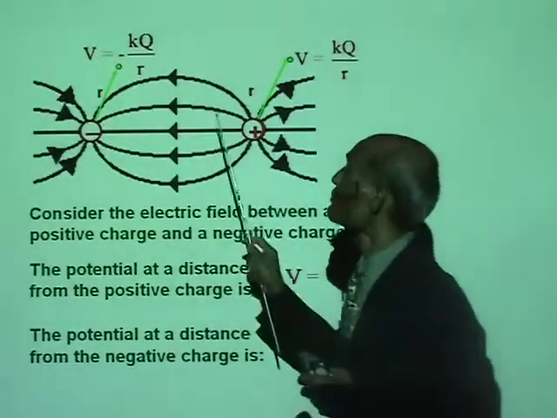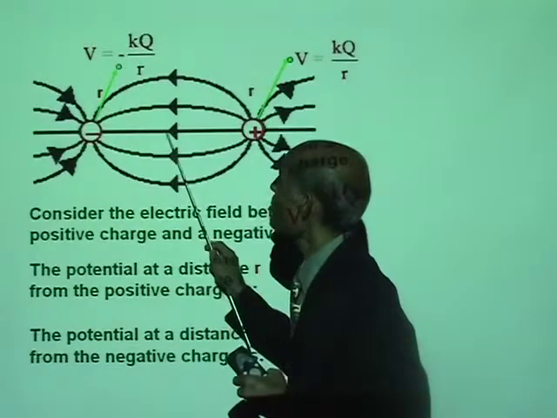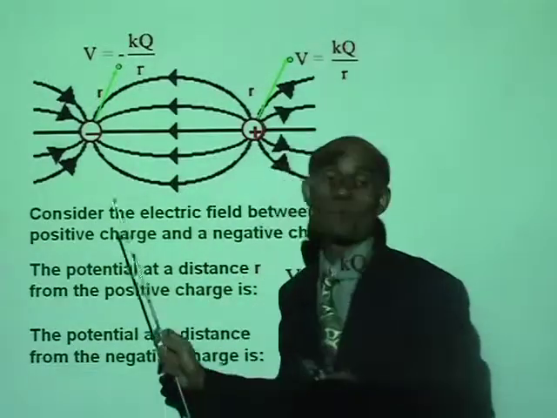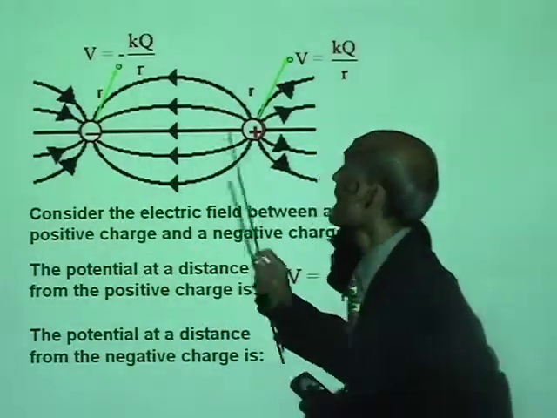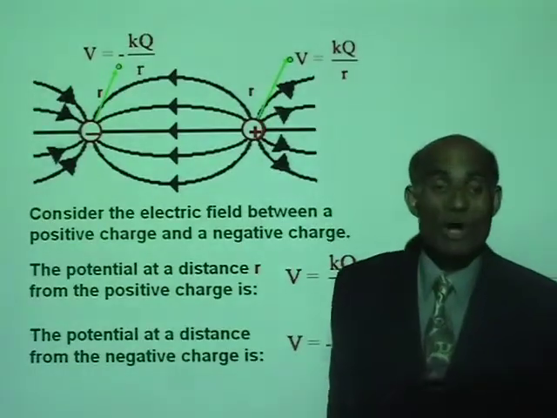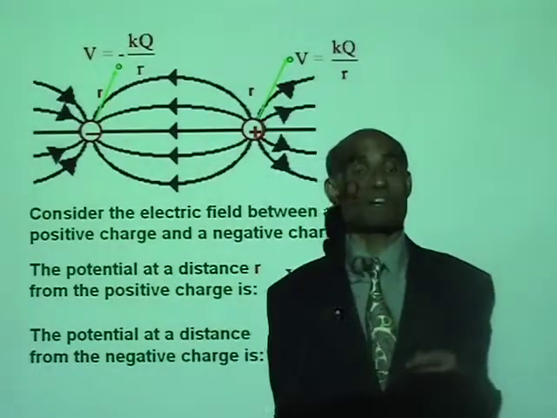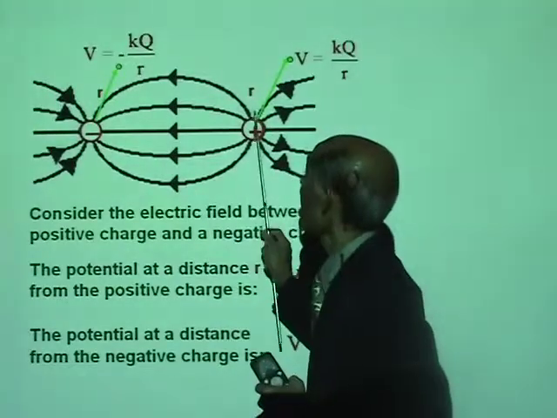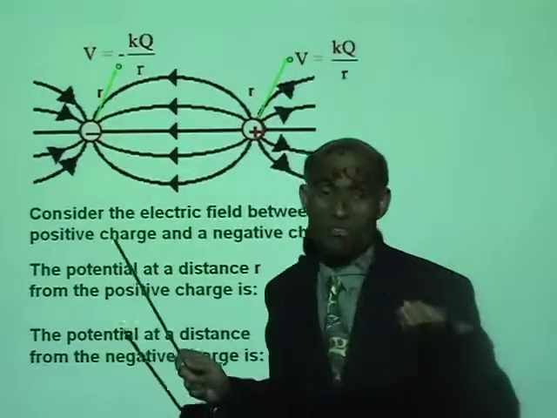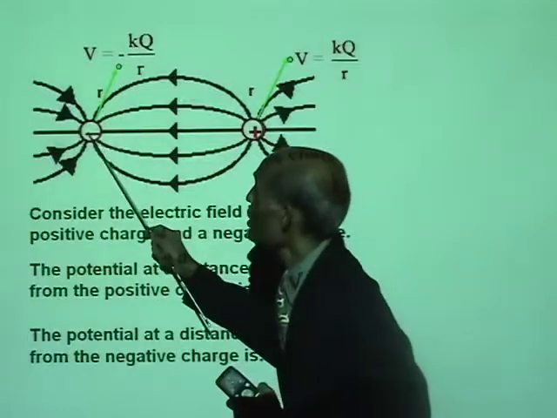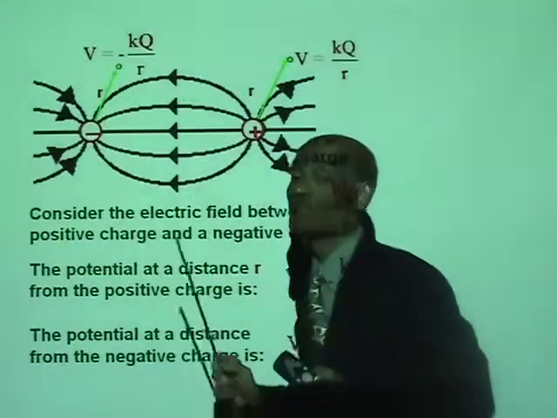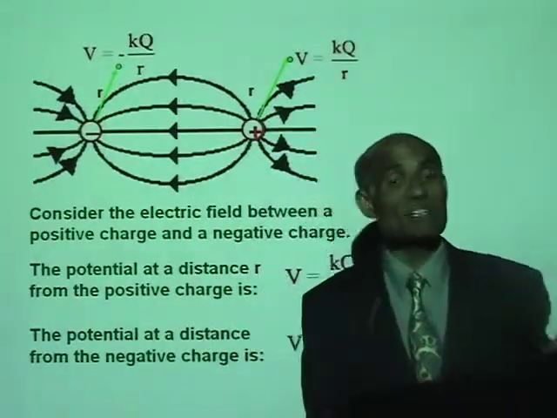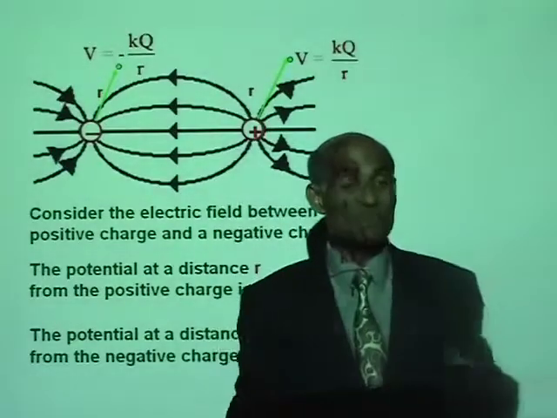Now, that means, tell me, what is the electric potential midway between this equal negative and positive charge? If the potential at this point due to the positive charge is a positive potential, the potential at that point due to the negative will be a negative potential, and they will cancel each other.